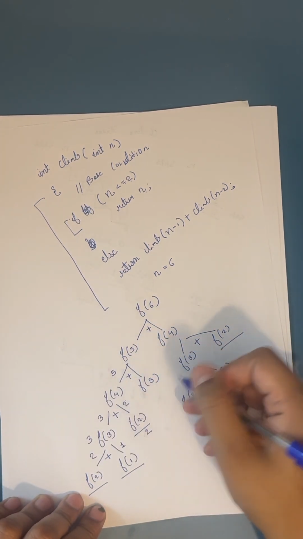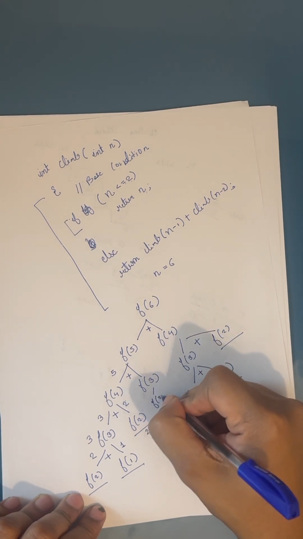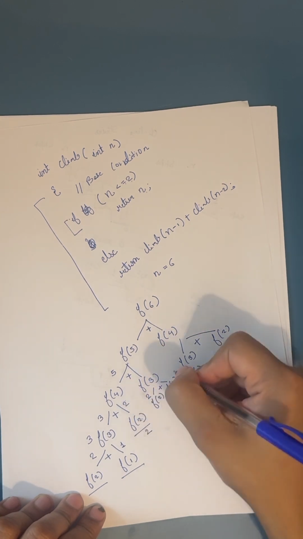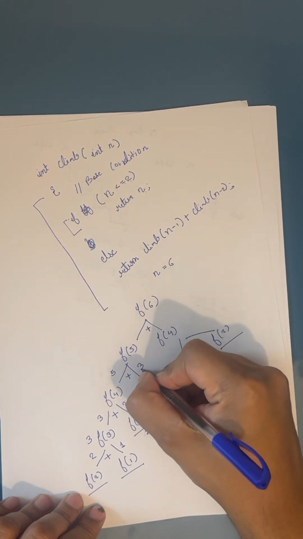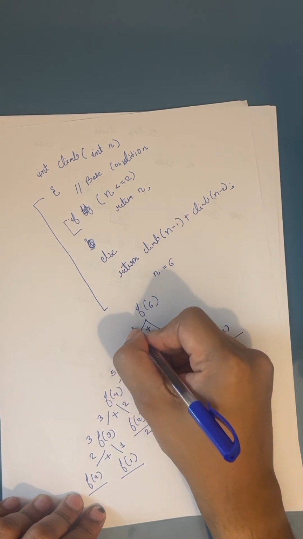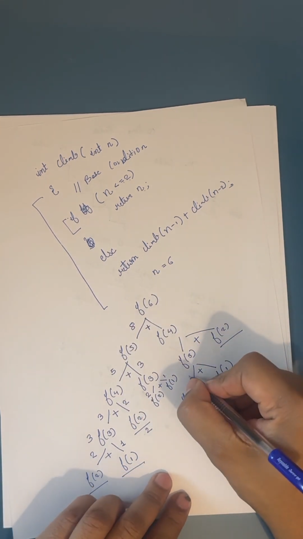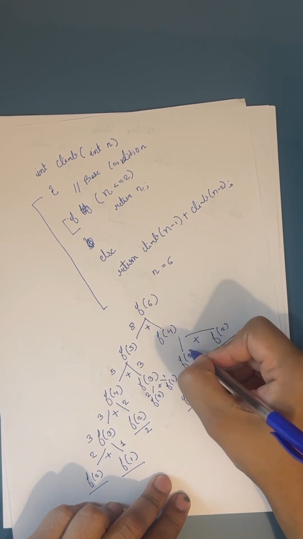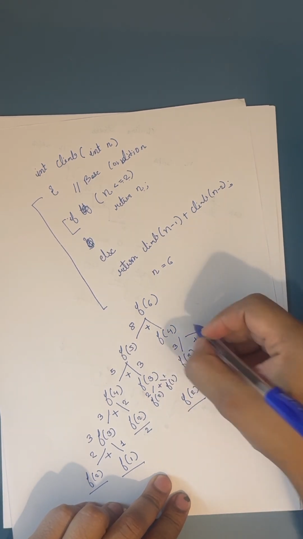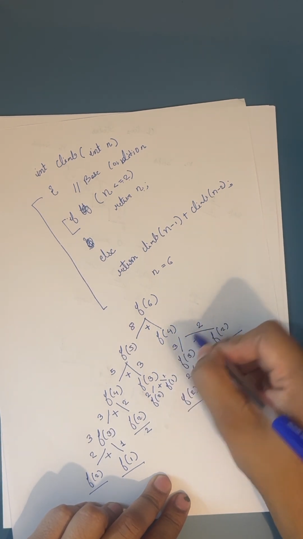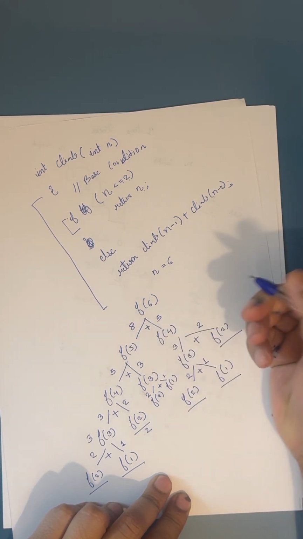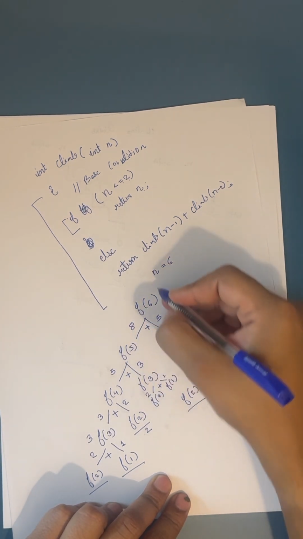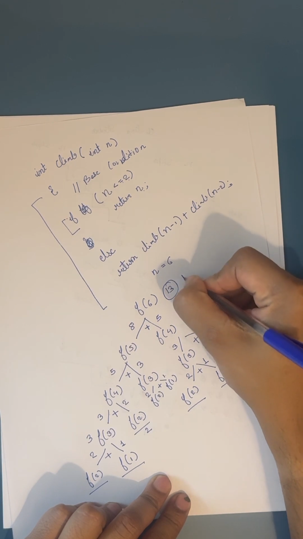This function will again call f of 2 plus f of 1. This will return 2, this will return 1, so this is 3. So f of 5 is 5 plus 3, that is 8. This will return 8. This will return 2, this will return 1. f of 3 will be 2 plus 1, so this will return 3. f of 2 will return 2. f of 4 will be 5. So f of 6 will eventually be 8 plus 5, that is 13. So 13 is your answer.